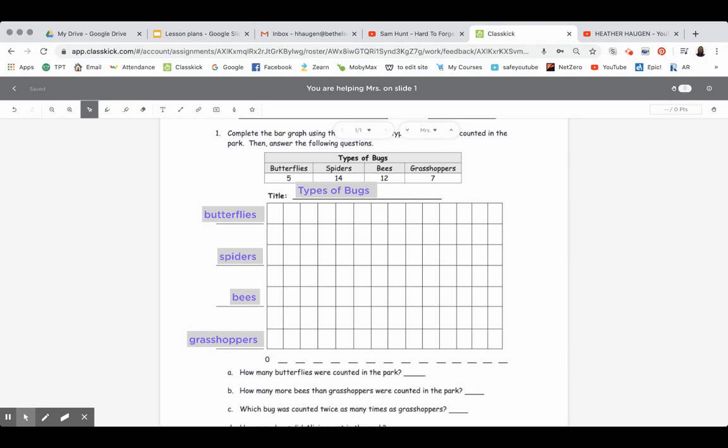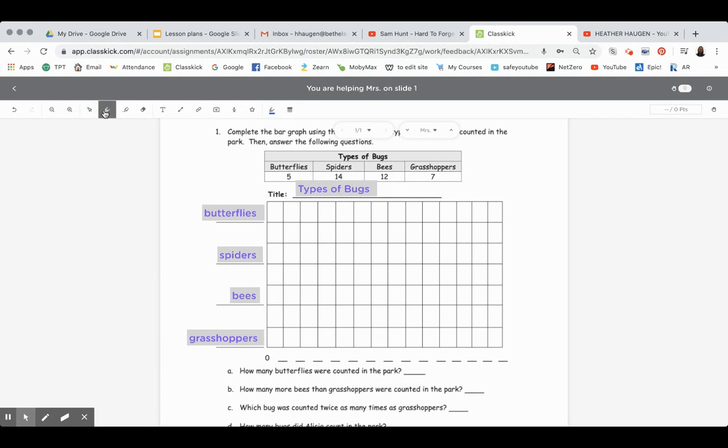When you do this on an exit ticket on Class Kick, if you want to type in the title, like I did, or type in the categories, that's totally fine. And now we're going to, at the bottom, write the numbers. So we already have the 0, so we're just going to keep counting. 1, 2, 3. Go ahead and do this in your packet, please.